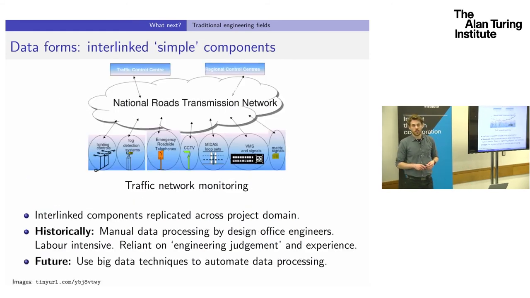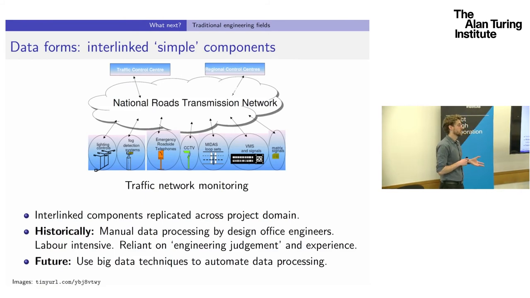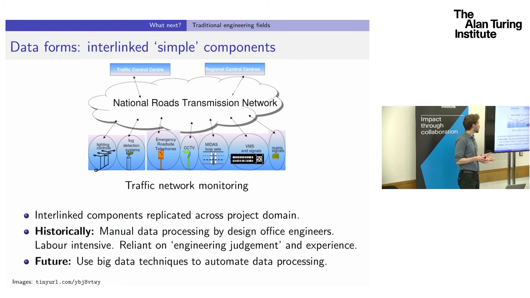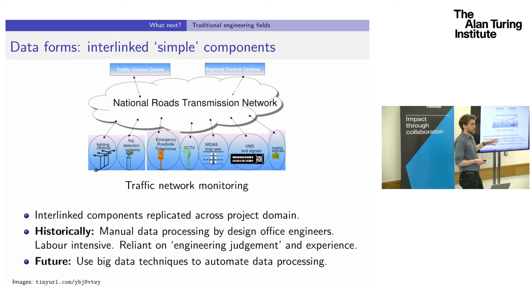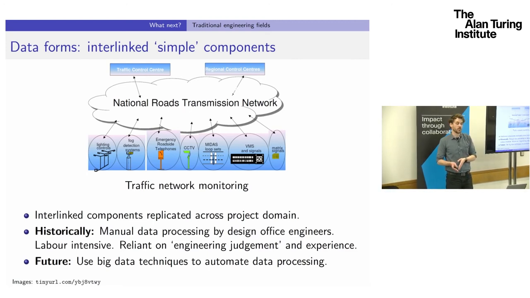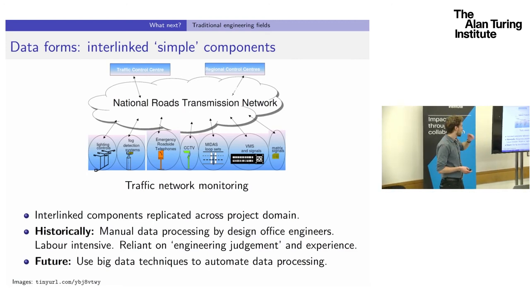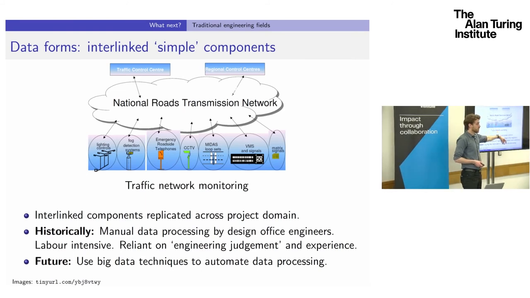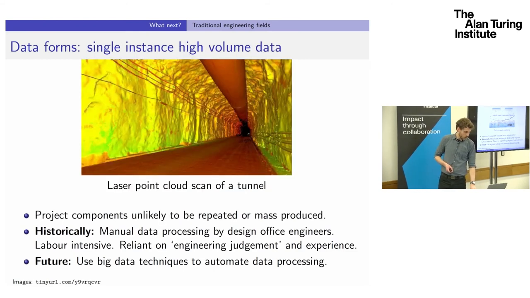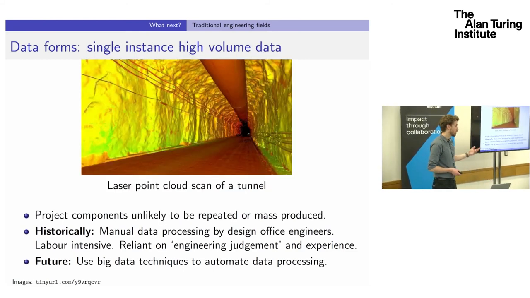And I see that there's kind of two modes that we're in dealing with sensor networks and so on. In one case, we have a lot of components that are interlinked, and each of these components may be replicated a number of times. So in this case, a road monitoring network, you may roll out a very large number of these CCTV cameras or other detection systems. And this is in contrast to something like a tunnel.